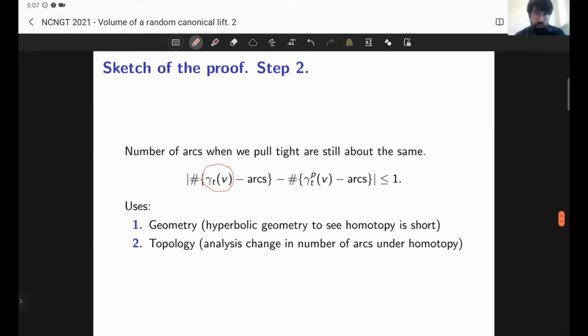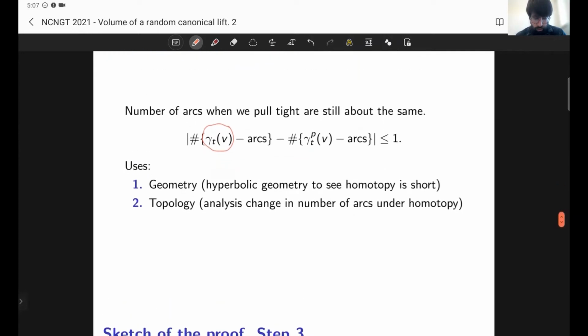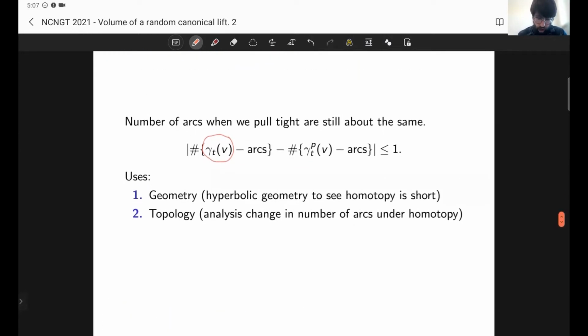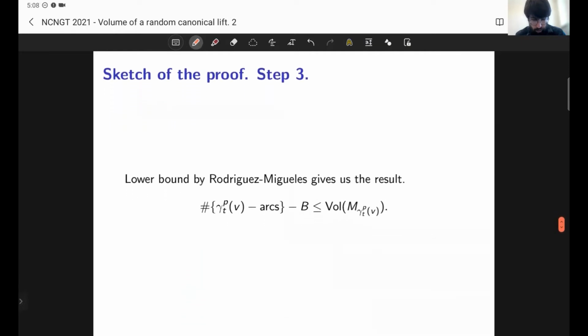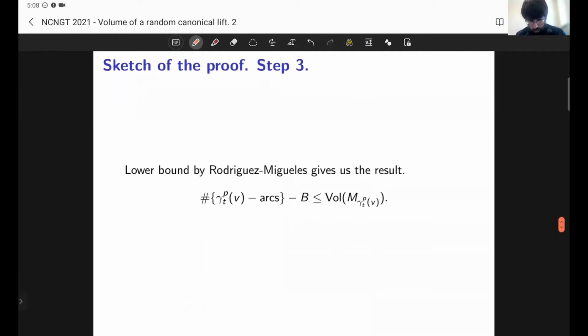So I will not get into details in this step 2, but once you have these 2 steps, then you've essentially bounded the number of gamma arcs for this primitive geodesic, and we also know it's filling because the original closed curve, gamma, is filling, and the property of being filling does not depend on the representative. And so as a result, we can apply the lower bound by Rodriguez-Migueles, and we obtain this lower bound on the volume, giving us the result of the theorem.